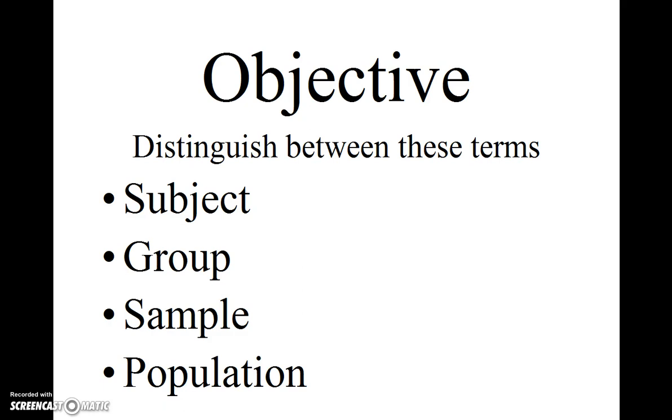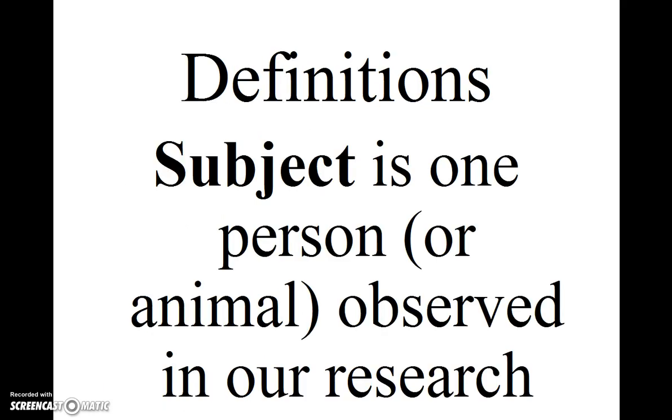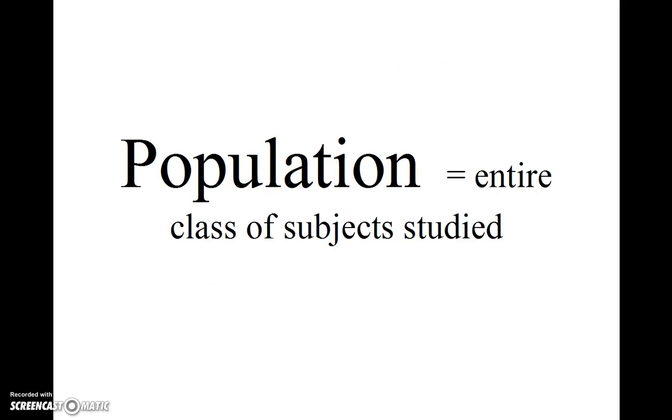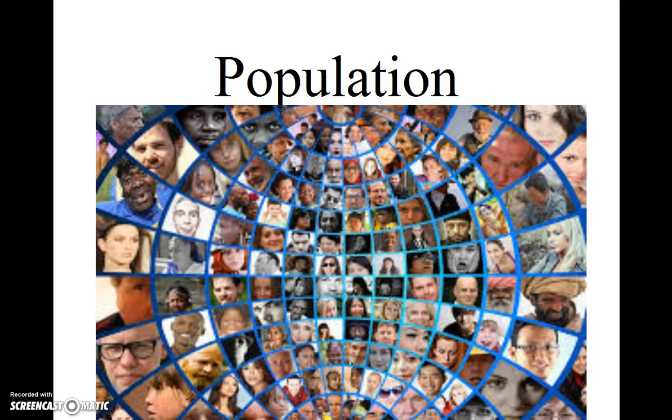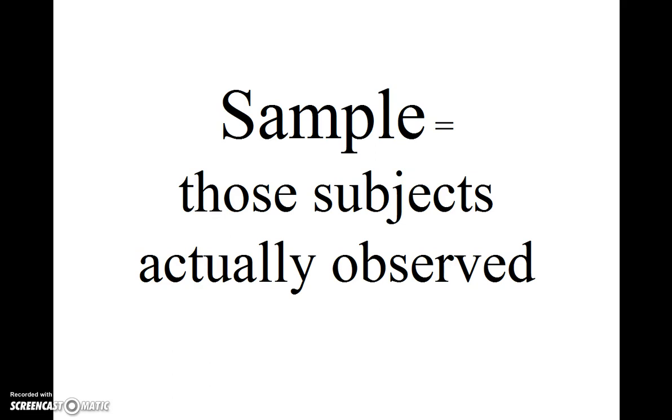group, sample, and population. A subject is one particular person or animal observed in our research, like the patient in a case study or someone filling out a questionnaire in a survey. The population is the entire class of subjects studied, all the people in the world. The sample would be those few subjects that we actually get around to observing, such as those persons who actually fill out the questionnaires in our survey.